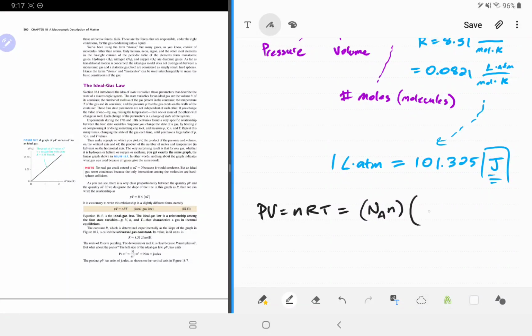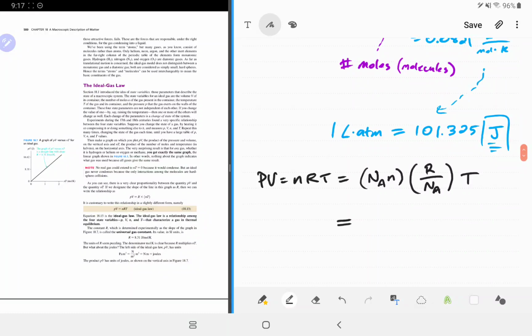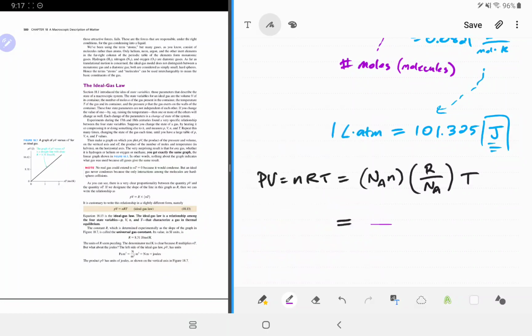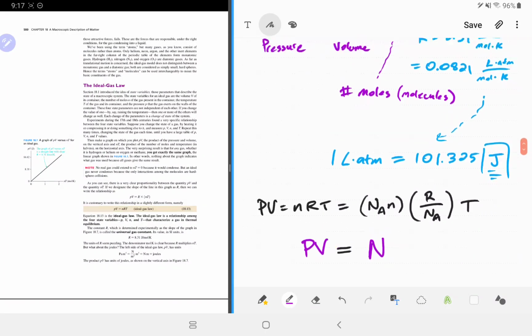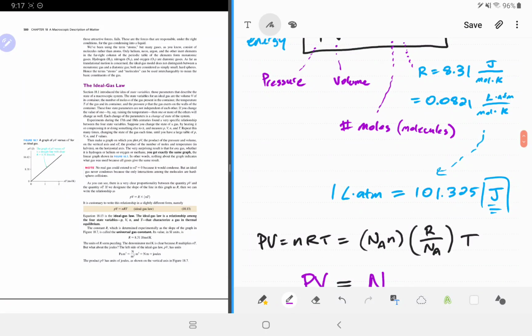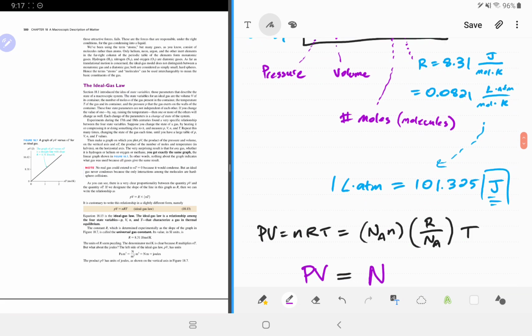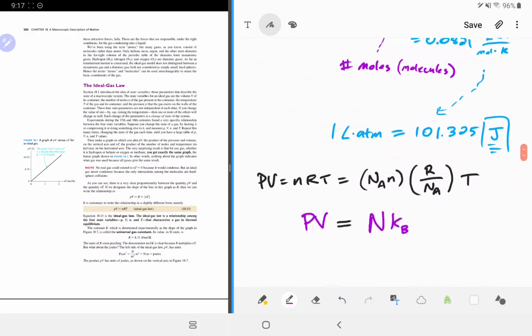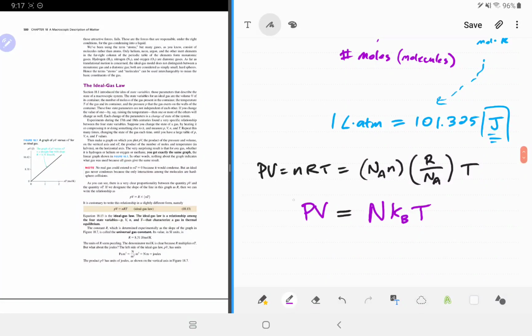So I said I was going to multiply and divide by this number, so I'm not changing the equal sign here. I'm just multiplying and dividing. Now, Avogadro's number times the number of moles is the number of particles. So this is capital N, number of molecules. And then R, which is a constant in terms of joules per mole Kelvin. If we divide by number per mole, then we get another constant that has different units. I'll write down what this number is in SI units in just a second. And then we have T left over.